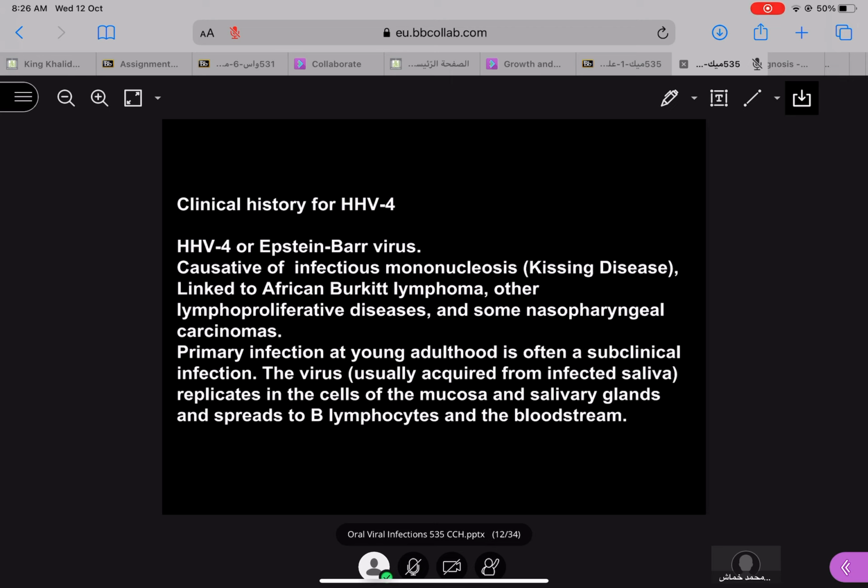The virus, as I told you, replicates in the cells of the mucosa and salivary gland and spreads to B lymphocytes and to the bloodstream. Once the virus gets to the bloodstream, it will cause viremia. Once viremia is initiated and the virus exists in the bloodstream, it can attack different organs and different systems of the body.